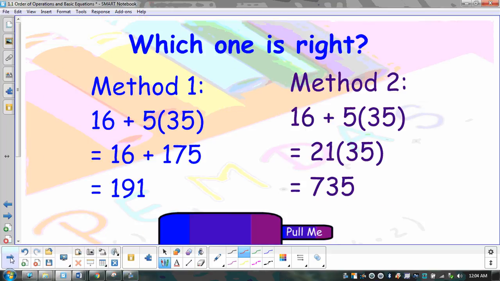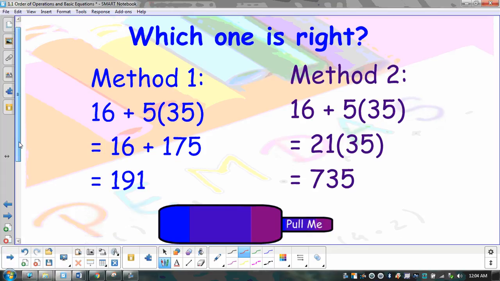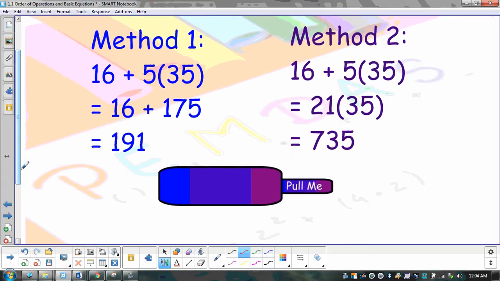I'd like you to write down both of these methods. That means you're going to need to pause the video, write down method 1 and exactly what you see in blue, and then method 2 next to it, which is in the dark purple. Once you have written both, I would like you to answer which one is correct. When you've made a decision, unpause the video and see if you were correct.